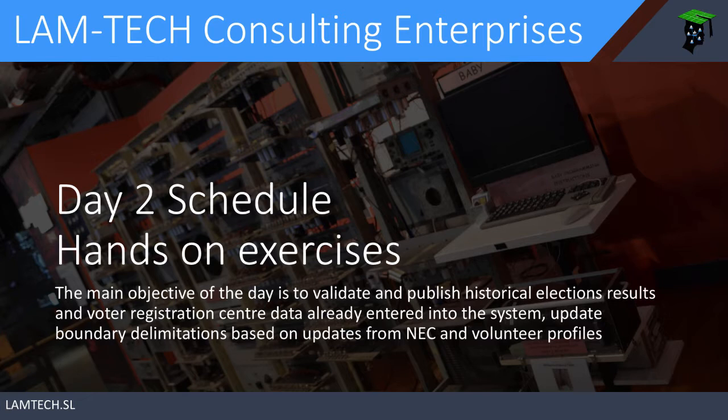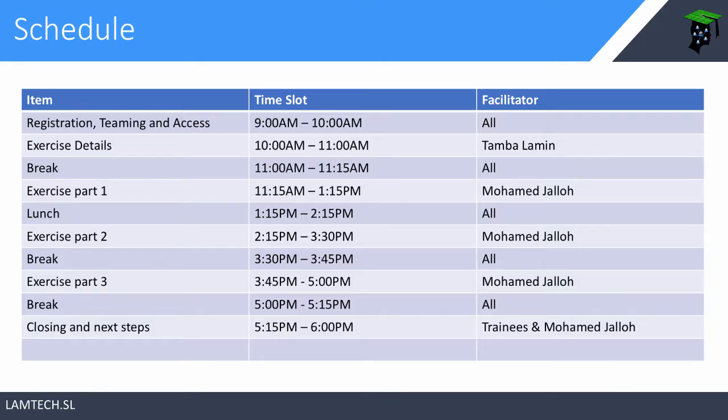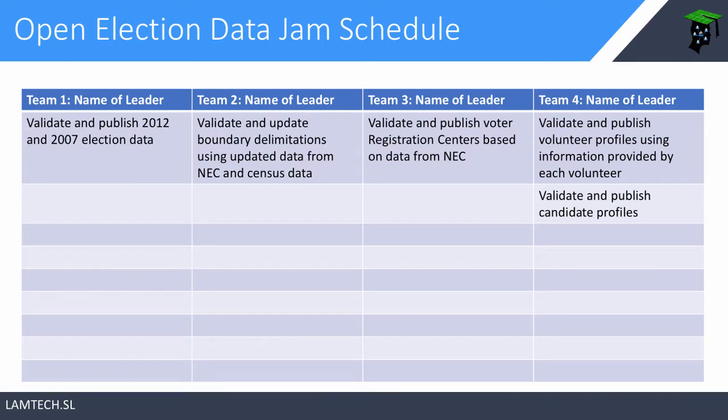So the main objective of the day is we want to validate and publish historical election results and voter registration center data, and we also want to enter boundary delimitation information and NEC volunteer profiles. So we are going to have four groups in total. We're going to have four teams.